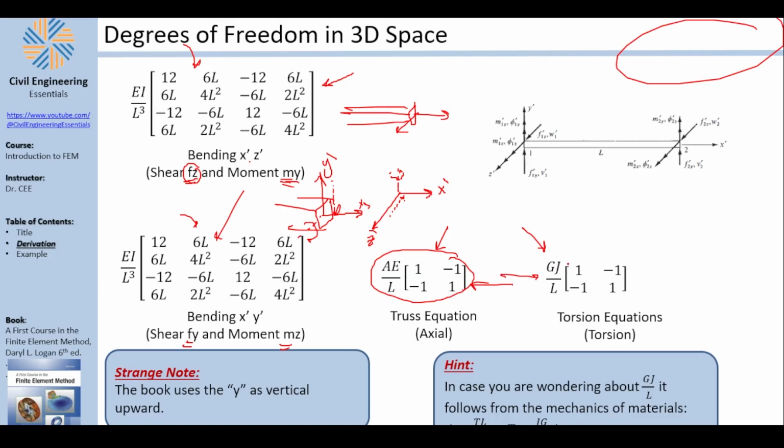Now it says here that the matrix of the torque, i.e. the theta around X, is GJ over L, 1 minus 1 minus 1, 1. This is eerily similar to the truss equation, and I need to derive it for you.